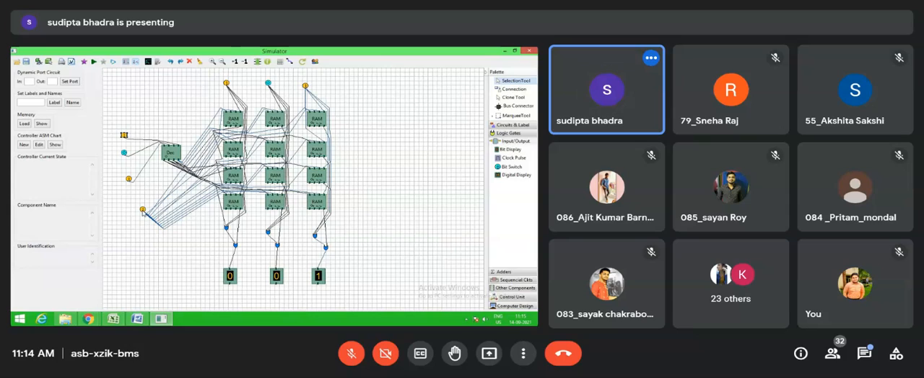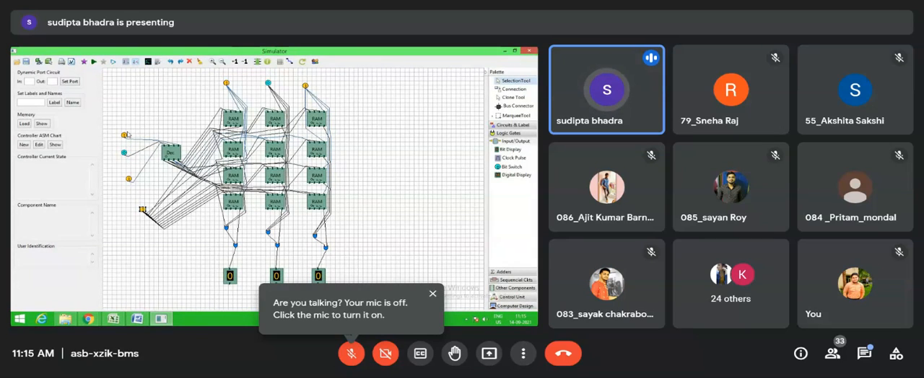For write, it should be 0. I simulate it. Now the second row is storing this input pattern 101. This second 3-bit word is populated with 101. Now if I change the read write bit to 1, it means I am going to read. Which word will be read depends upon the address line. I wrote in 01, so I am going to read from 01. If I simulate, I will get the output 101.